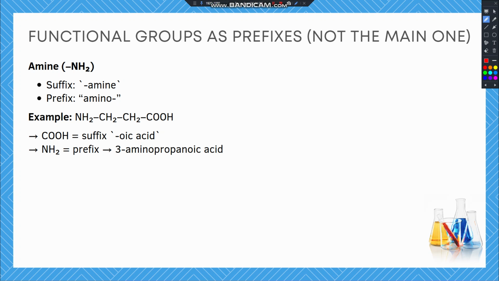Now, the next example that we have is the example of the amine functional group. The amine functional group has a symbol NH2. Now, when it is the main functional group, we use the suffix amine, but when it is not, we use the prefix amino. Now, here is one example on the screen. We have CH2 being bonded to an amine functional group, NH2. Then we have CH2 and COOH.